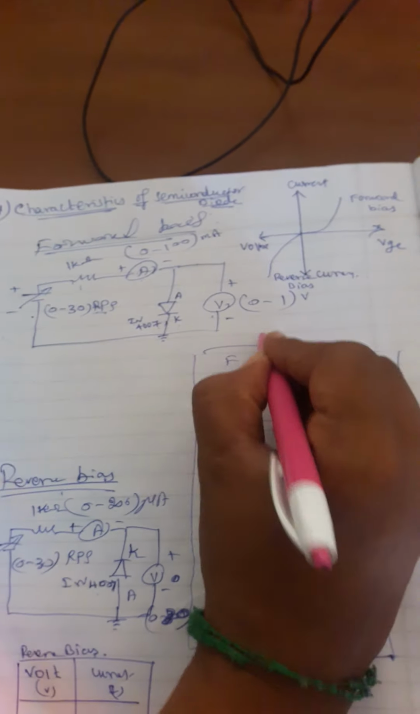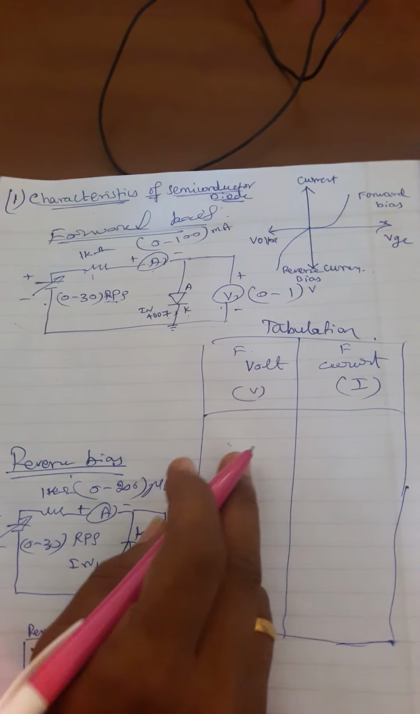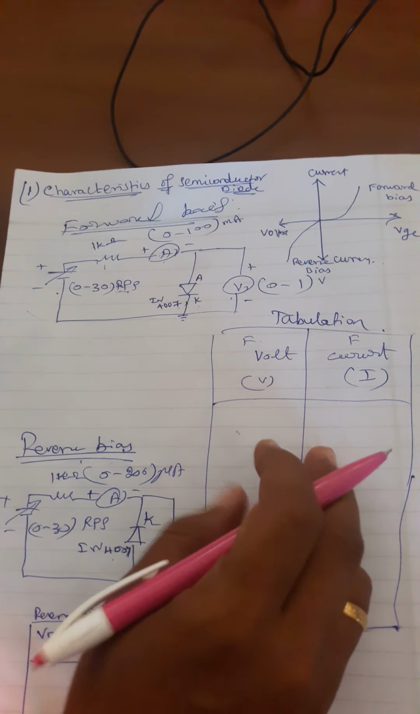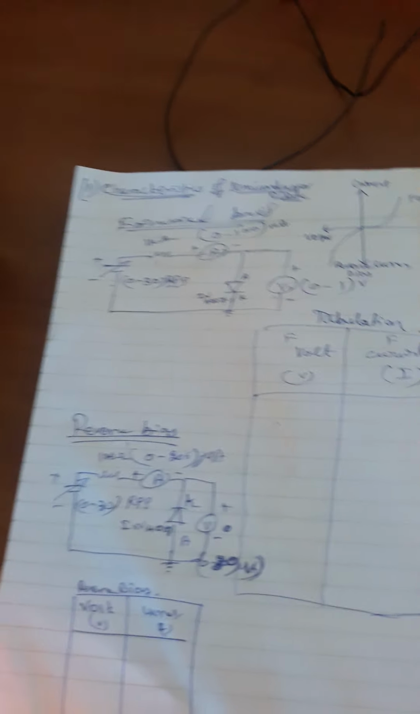This is the forward bias tabulation. If the voltage is increasing, the current is also increasing. We will see when taking the readings. This is just one forward bias. Okay, let us start our experiment.